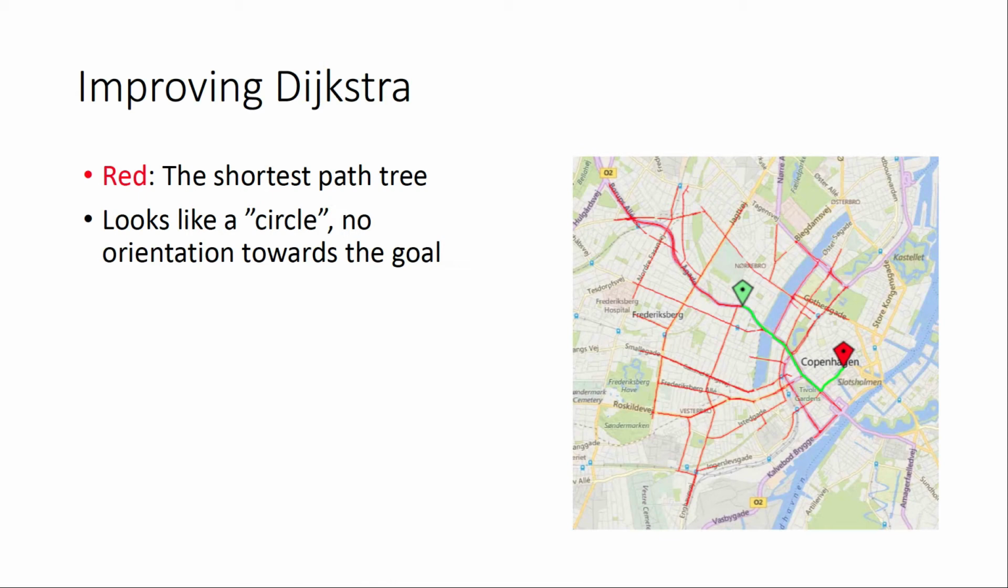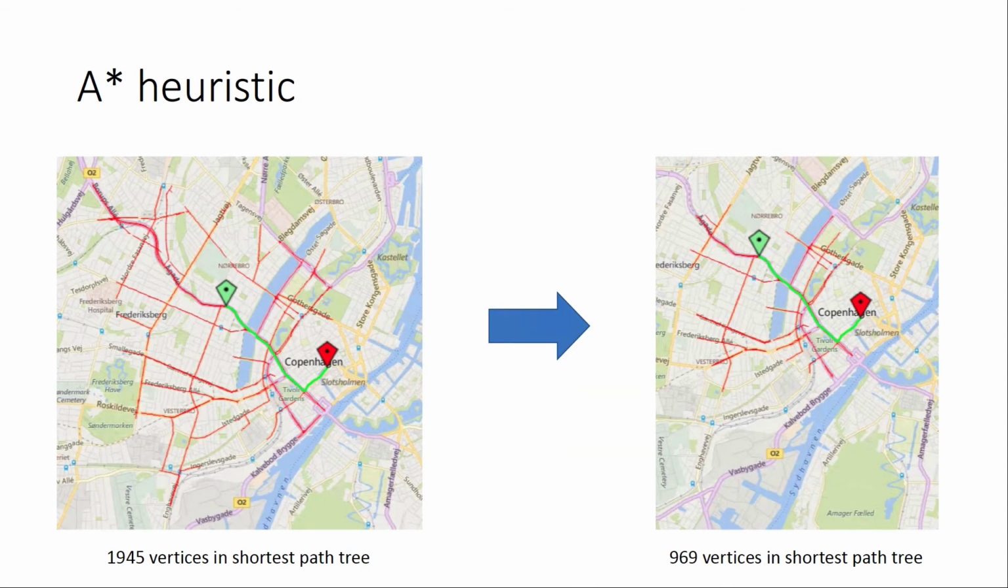It's just a circle. What I want to show you is this A star heuristic. For the very same query, what is the difference here? Dijkstra looks at 1945 different vertices, and A star looks at roughly half of them only. And this is by adding a goal orientation. A star is also kind of a buzzword. I think some of you will use A star in your bachelor or master thesis, because it's a very common heuristic to improve shortest paths. How does this A star heuristic work?